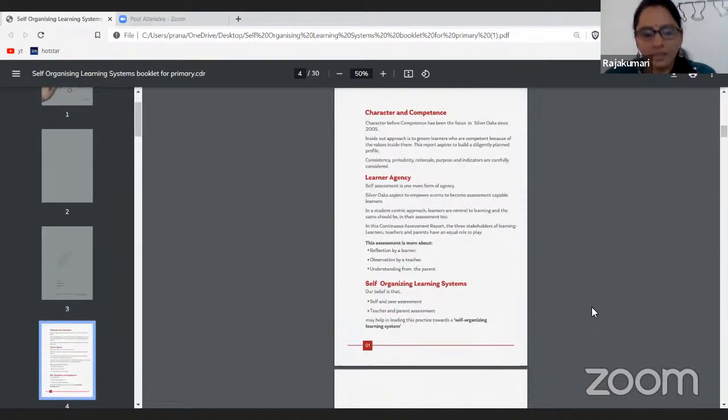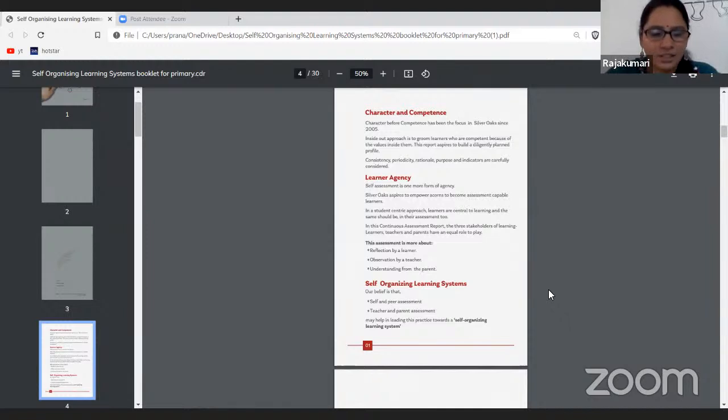As you see here, the USP of the school is character before competence. When we talk about it, character before competence has been the focus in Silver Oaks since 2005. The inside-out approach is to groom learners who are competent because of the values inside them. This report aspires to build a diligently planned profile. Consistency, periodicity, rationale, purpose, and indicators are carefully considered here.